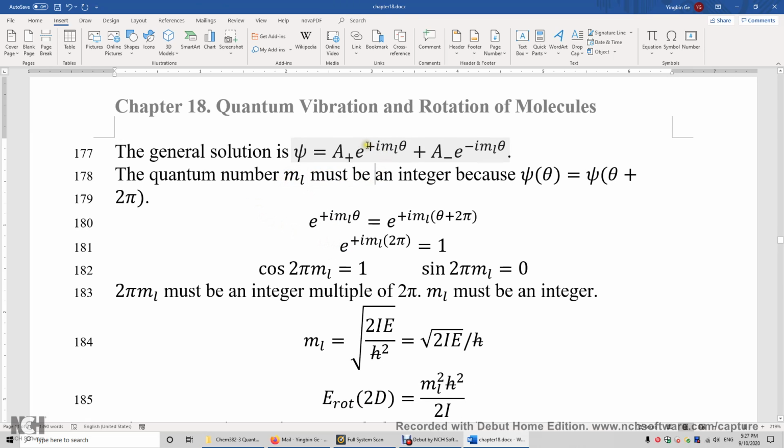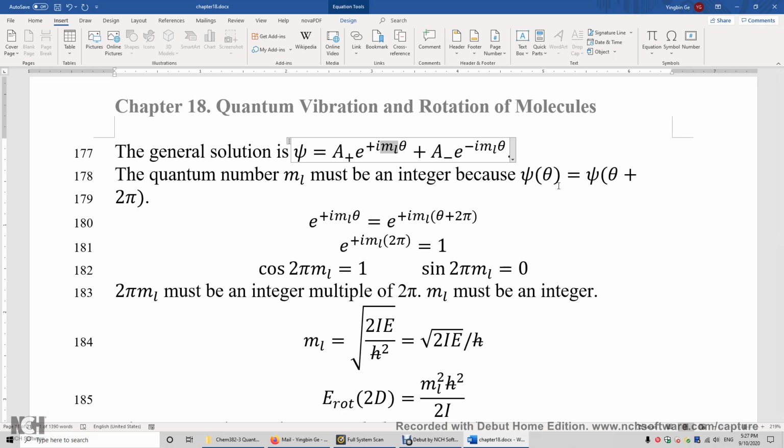Again, this m sub l is a quantum number. Now we'll prove that this quantum number is an integer. This is because psi of theta is equal to psi of theta plus 2 pi. Why is this? Theta plus 2 pi and theta are referring to the same position on the ring.